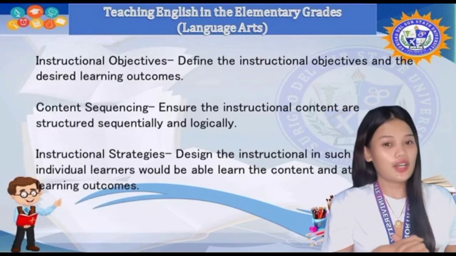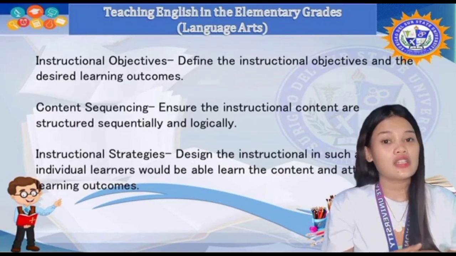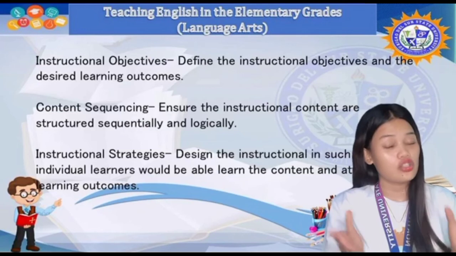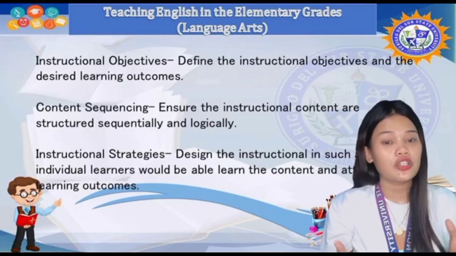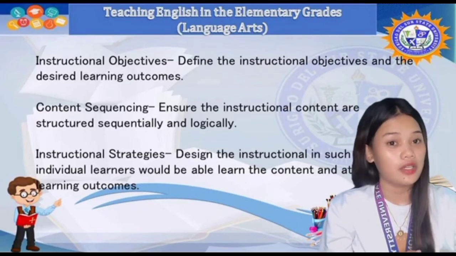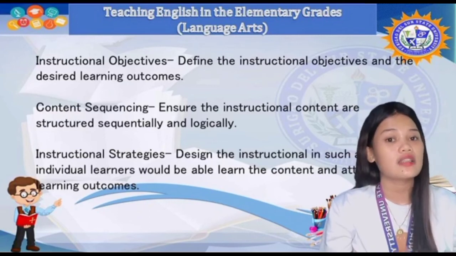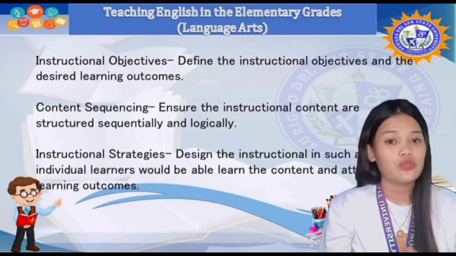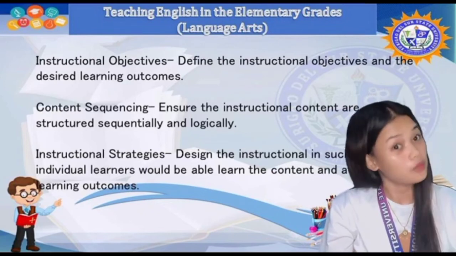Number 5, content sequencing. So it ensures the instructional content is structured sequentially and logically. So in element 5, it determines the learner objectives. It is similar to the first stage of the Dick and Carey model, which examines the ILOs. So the designer analyzes the course's broad learning objectives and translates them into more specific goals.